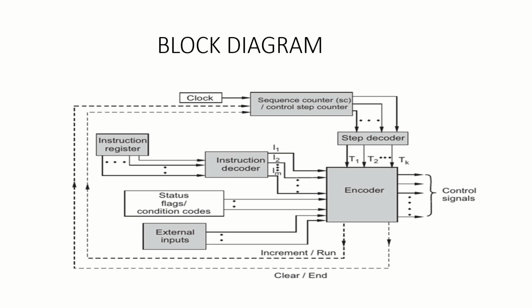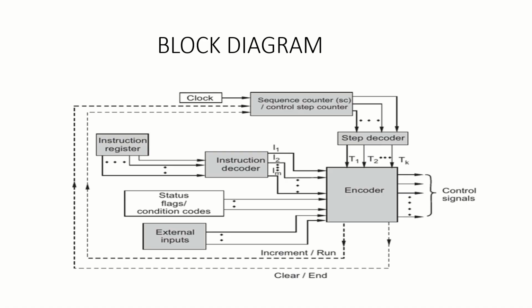And here we have seen the block diagram. First, there is a clock which sends signals to the sequence counter or control step counter. The sequence counter generates timing states like T1, T2, T3, etc. Then the instruction decoder decodes the information, and the encoder generates the final control signal based on timing and instruction. I hope you guys understand this topic.